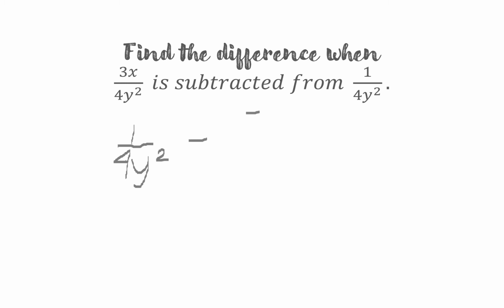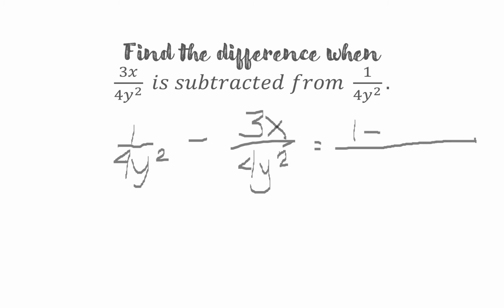Okay, minus 3x over 4y squared. So, sabi naman kanina, pag minusin lang or pag subtract lang ang numerator. So, 1 minus 3x. And then, copy the denominator. So, 4y squared. Now, check. Pwede ba natin siyang i-simplify? No. So, therefore, that's the final answer.